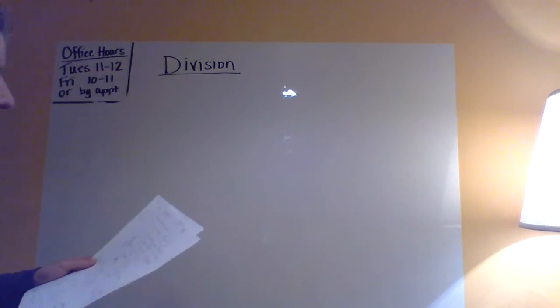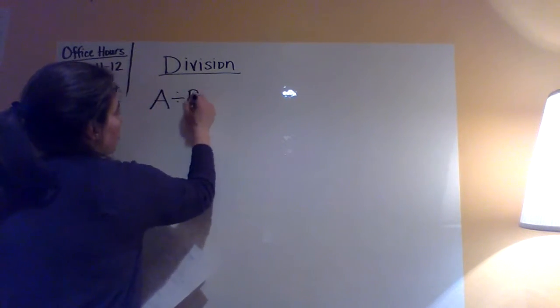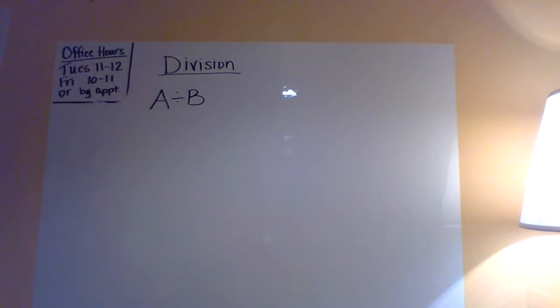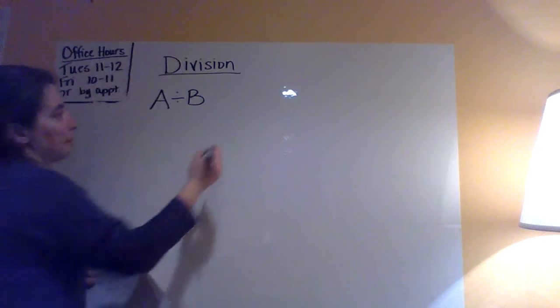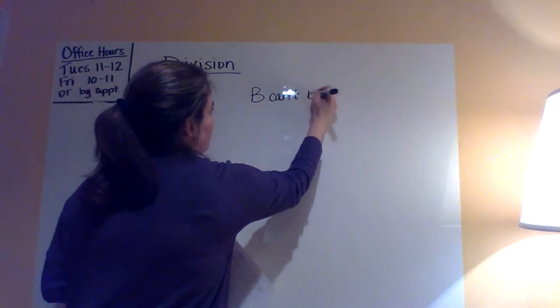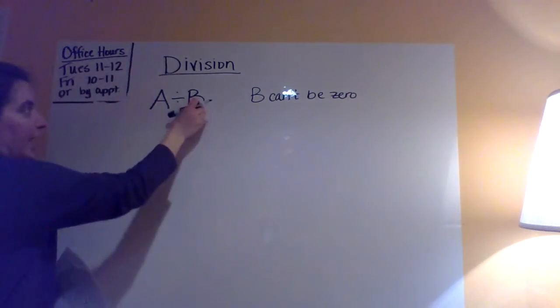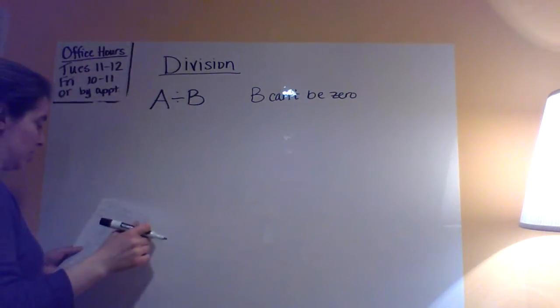Okay, so we are going to talk about a definition of division. A divided by B, and B can't be 0. And we'll talk about that more in a few minutes, right? But we can't have whatever we're dividing by be 0.